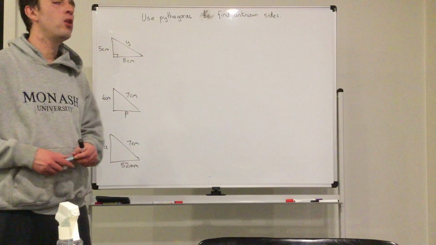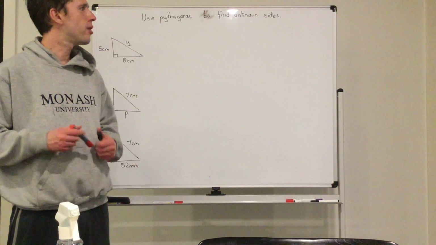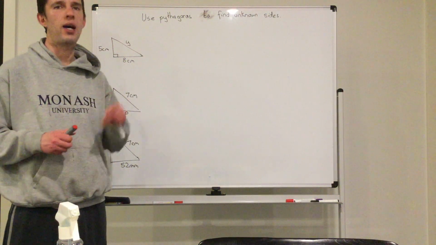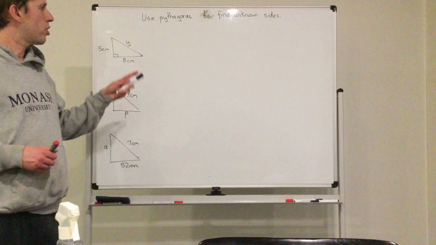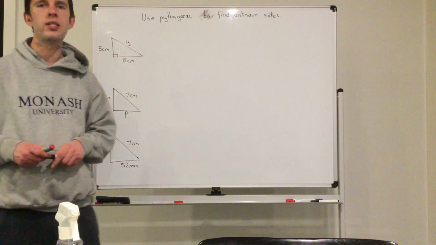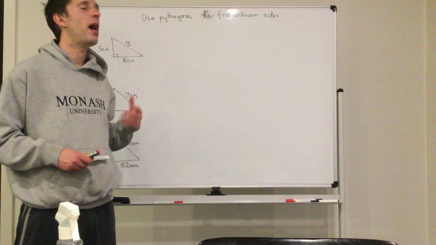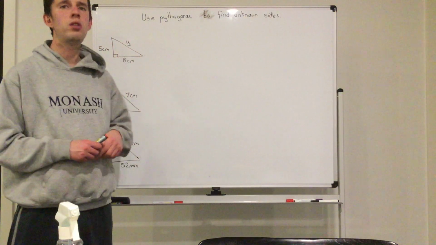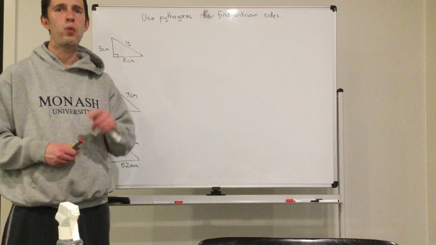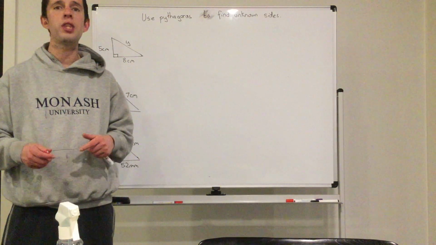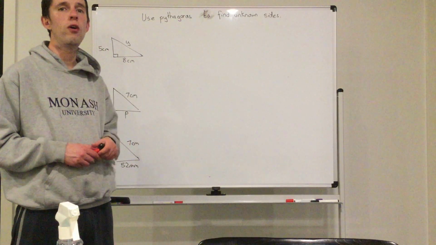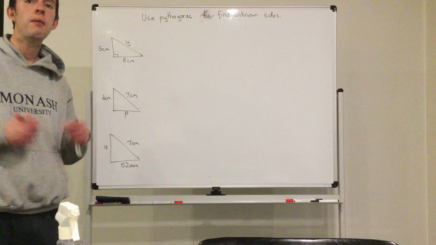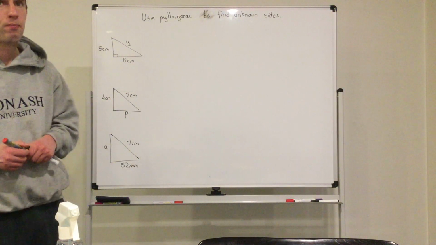So we are going to be looking at using Pythagoras to find unknown sides. Because we know the relationship between all three sides, it makes it easy for us to find sides that we don't know. And that's because when there's one side that we don't know, there is only one unknown variable. So it means we can use algebra.